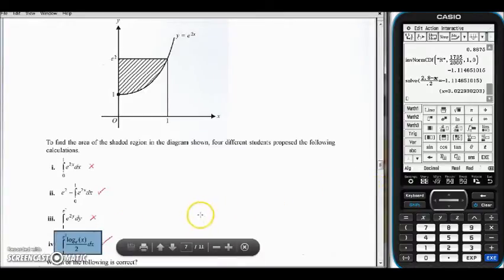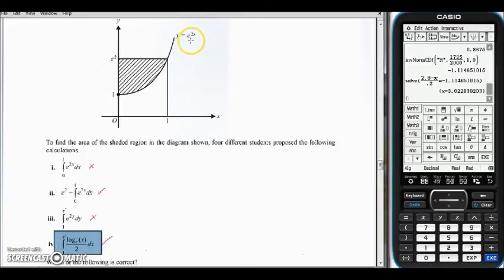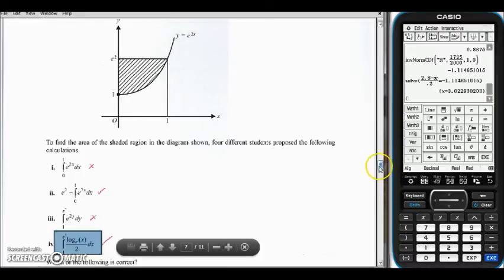People that do specialist maths may have seen this before. Basically, if we find the inverse of e to the 2x, we get log e of x on 2. And if we integrate the inverse from 1 to e squared, that will give me the area underneath that curve. Okay, so 2 and 4 were correct.